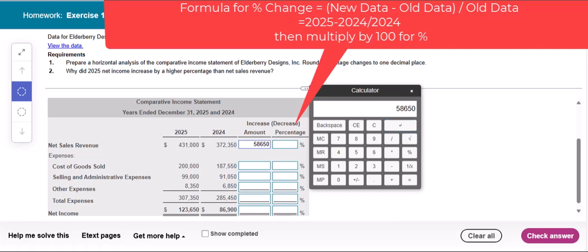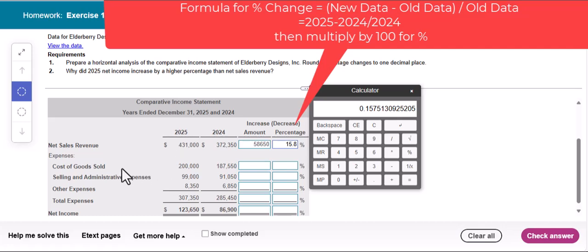And now to check the percentage increase, that's next. It's the new minus old, which is this number that we just calculated, divided by the old number. So divided by 372,350 back in 2024. So let's take that and divide it by the old year. And so the percentage change is 15.8, since we are rounding to the nearest digit here for the percentage. So it appears our net sales revenue has increased by almost 16%, so that is good.